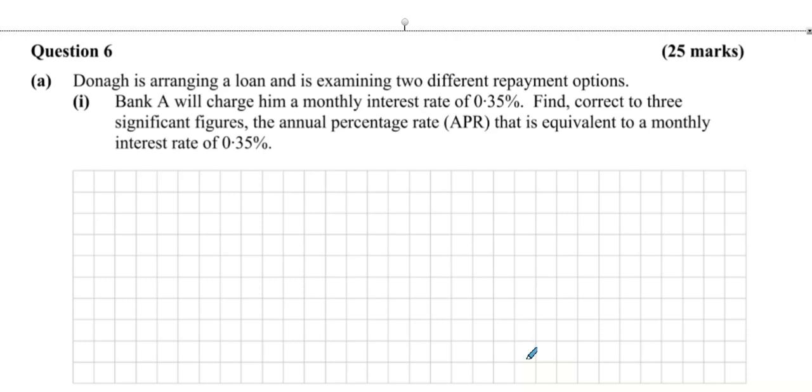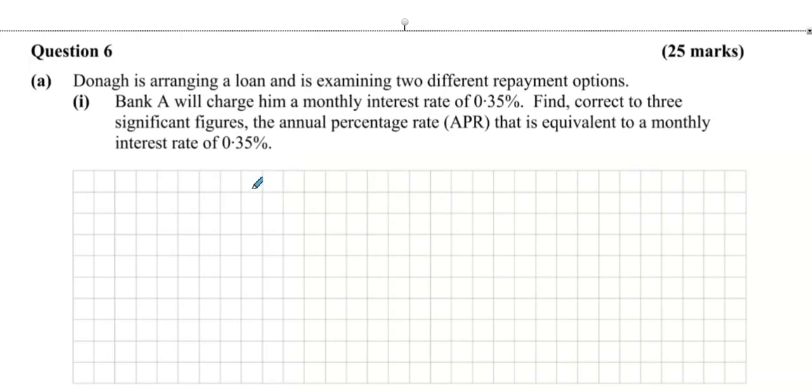Arranging it alone is examining two different repayment options. Bank A will charge a monthly interest rate of 0.35%. Find, corrected to three significant figures, the annual percentage rate, APR, that is equivalent to a monthly interest rate of 0.35%.